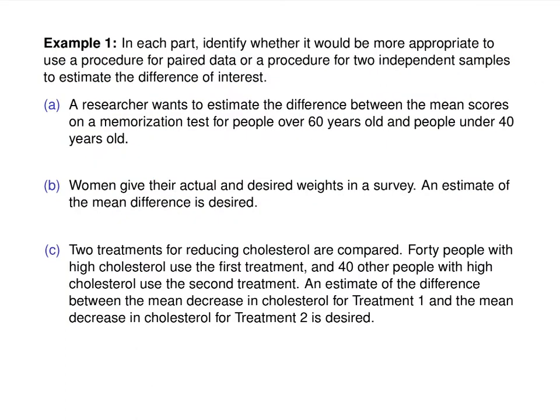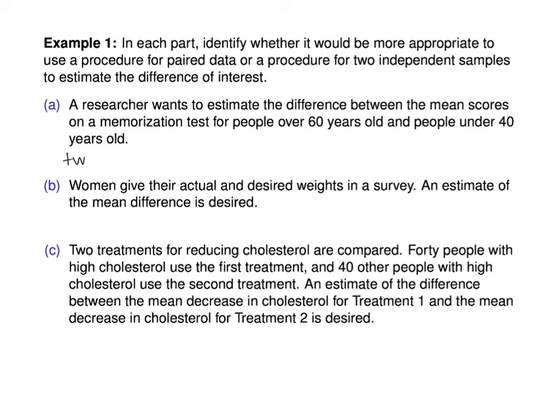So one thing you'll definitely have to be able to do is to read something and tell me if it is paired data or independent samples. A researcher wants to estimate the difference between the mean scores on a memorization test for people who are over 60 and people who are under 40. So the question to ask yourself is, is there any natural pairing? And the answer is, well, unless we're testing people and their kids, then no.